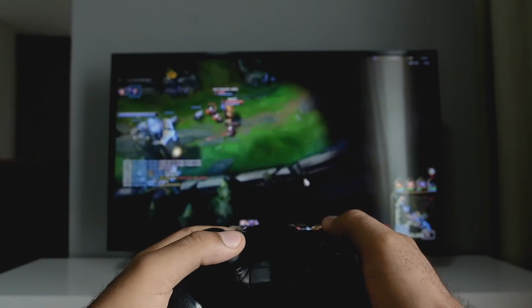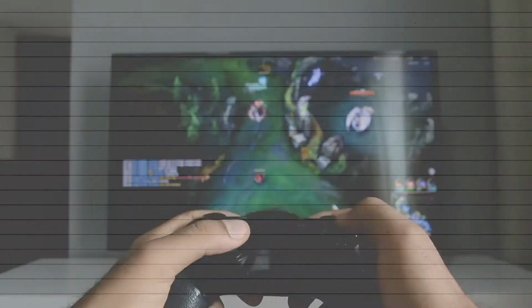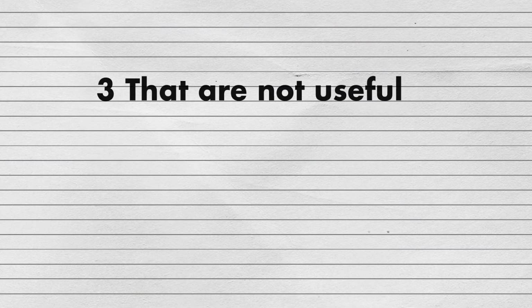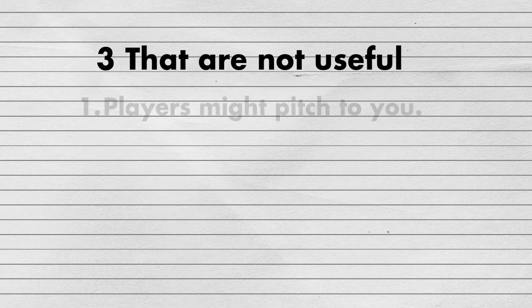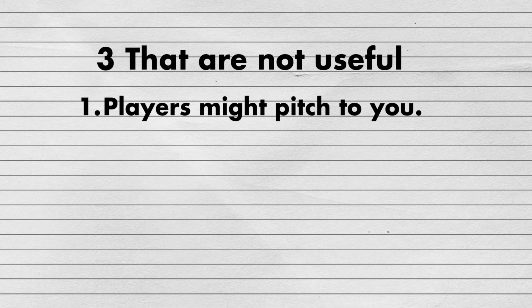There are 6 things to keep in mind when getting feedback from players. 3 of them are things that you won't necessarily find helpful, and 3 other things that would definitely be useful when listening to feedback. For the 3 that are probably not useful, they are, players might pitch to you. This is when players go off track and pitch to you a whole new idea, something that's usually not relevant to what you're actually testing for, so keep that in mind.